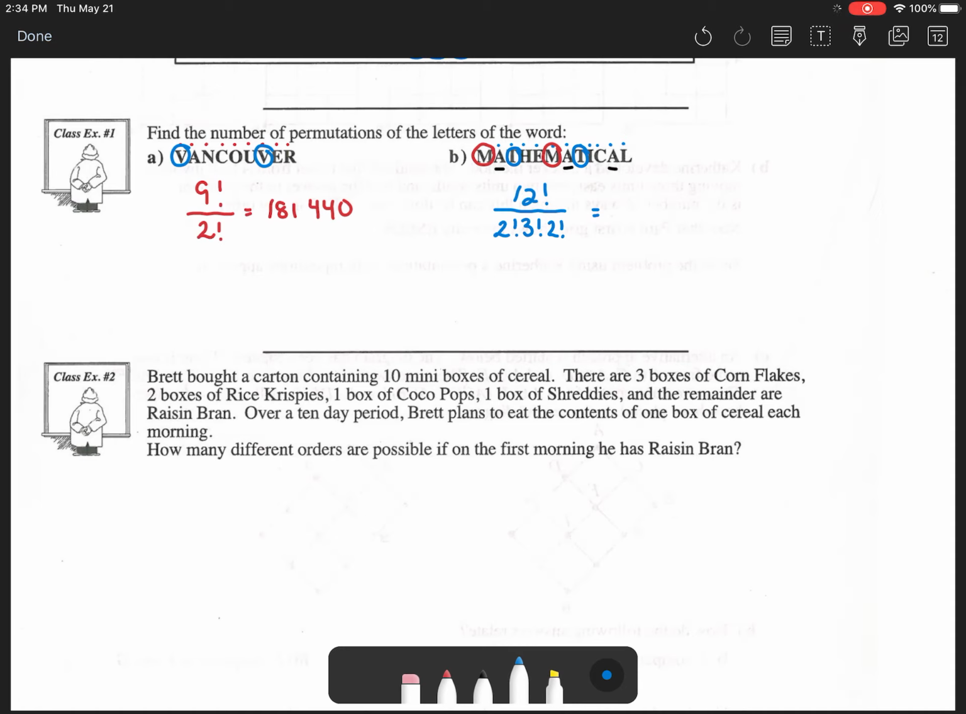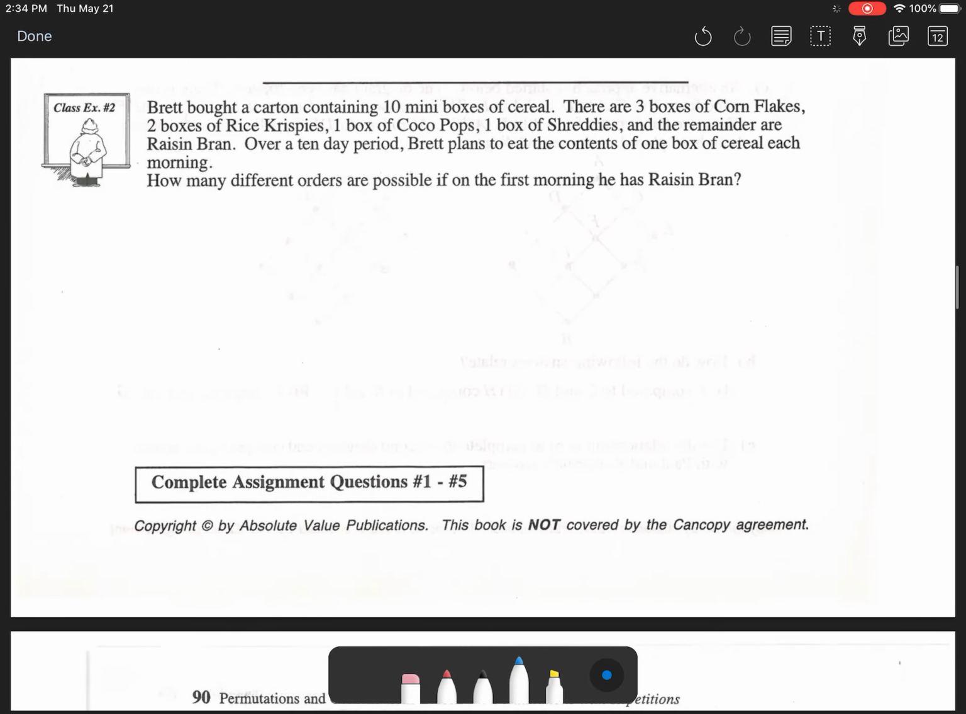Now, there's the calculation. When I use my calculator, however, I must be very careful that I divide by that whole calculation in the denominator. That's why I put brackets around it. So on your calculators, 12 factorial divided by, and then make sure in brackets, 2 factorial, 3 factorial, 2 factorial, and that gives you a total of 19,958,400. Okay, so again, the number in the numerator factorial is the total number of objects, elements that you are attempting to order, and then you divide by the repeated elements in the bottom.